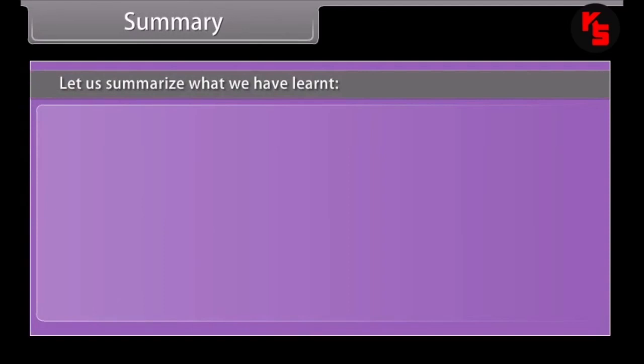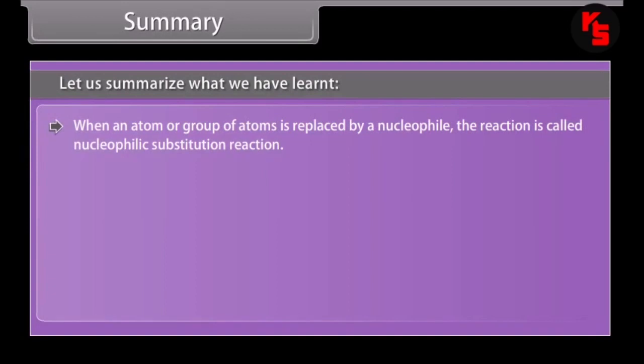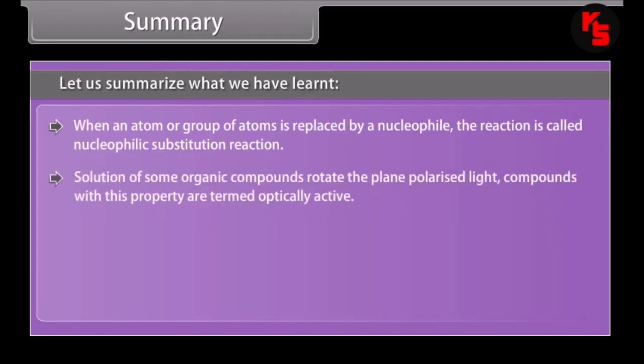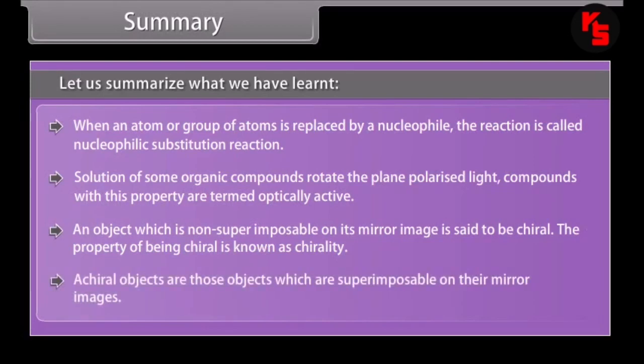Summary. Let us summarize what we have learned. When an atom or a group of atoms is replaced by a nucleophile, the reaction is called a nucleophilic substitution reaction. Solutions of some organic compounds rotate the plane polarized light, and the compounds with this property are termed optically active. An object which is non-superimposable on its mirror image is said to be chiral. The property of being chiral is known as chirality. Achiral objects are those which are superimposable on their mirror images.